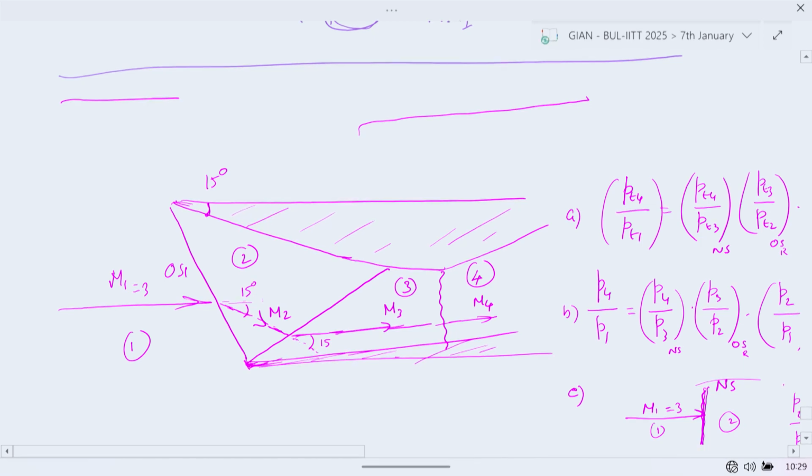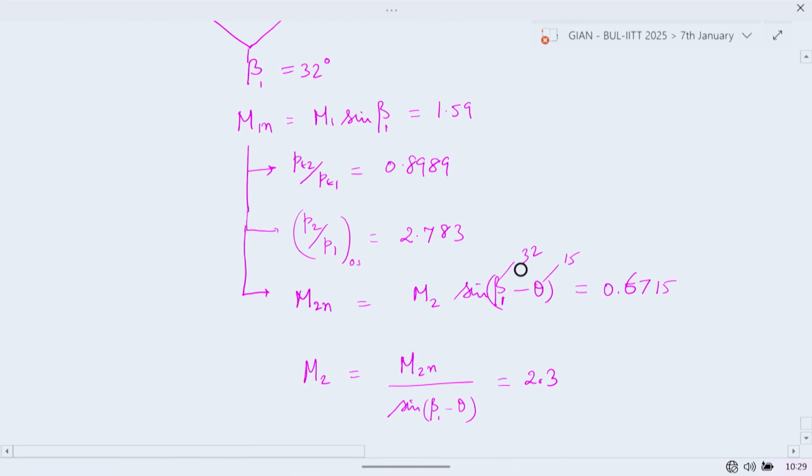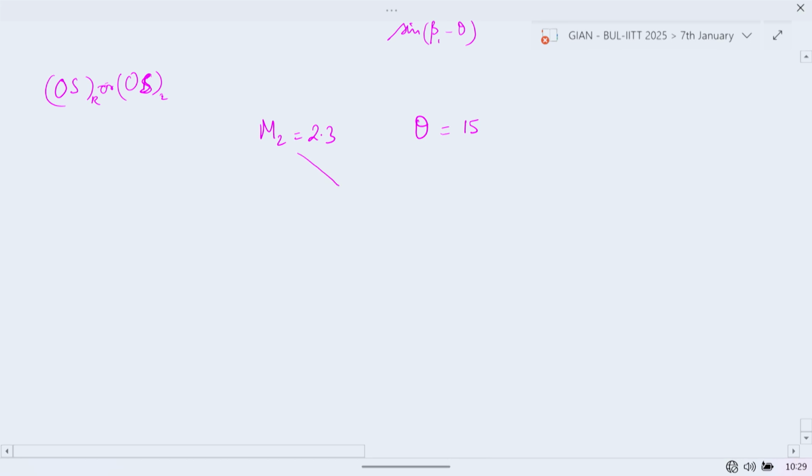Yeah, turned back. So what is the oblique shock wave angle, beta 2? How much? 38.5 degrees.